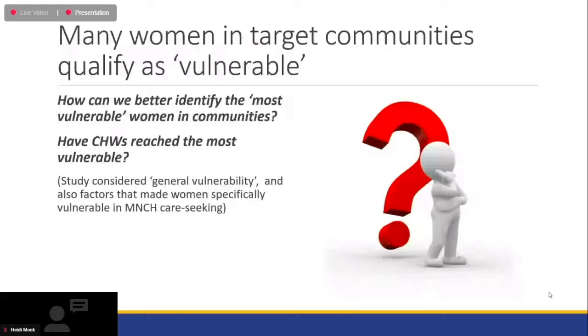So we have found that using conventional categories of vulnerability, many women in target communities of rural southwestern Uganda will qualify as vulnerable. So we ask ourselves, how can we better identify the most vulnerable women in such communities? Can community health workers reach the most vulnerable women? In seeking to better understand vulnerable women in our local environment, we undertook a sub-study using qualitative methods.